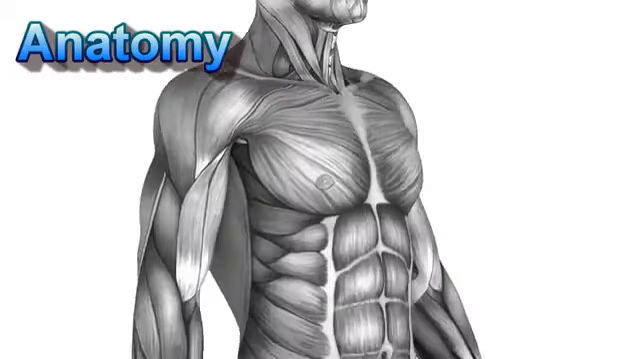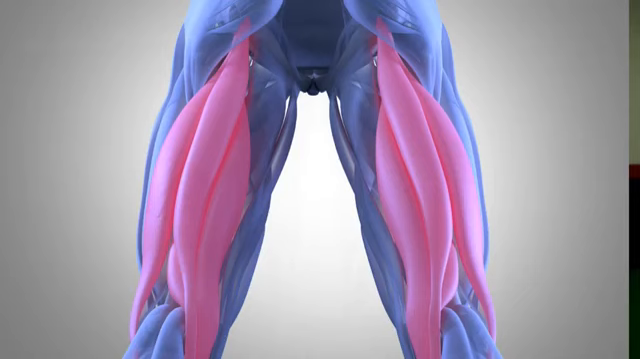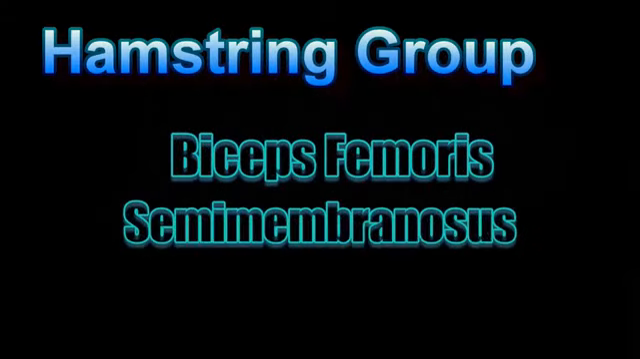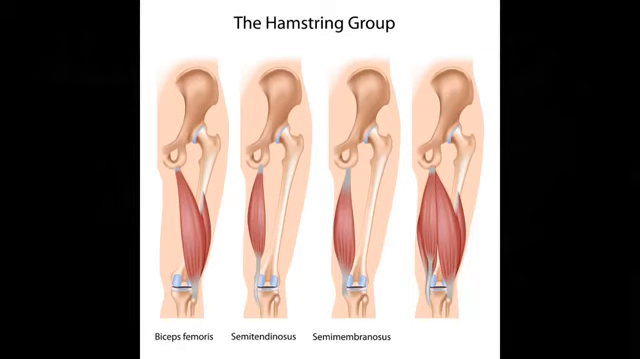Let's talk about the hamstring itself, the anatomy of the hamstring. There's three muscles that make up the hamstring. There's the biceps femoris, the semimembranosus, and the semitendinosus. The biceps femoris basically has two heads. It has a long head, which crosses both the hip joint and the knee joint, and it has a short head, which only crosses the knee joint as a knee flexor.